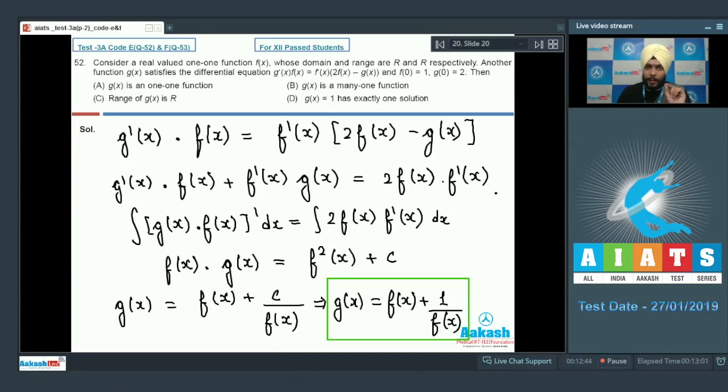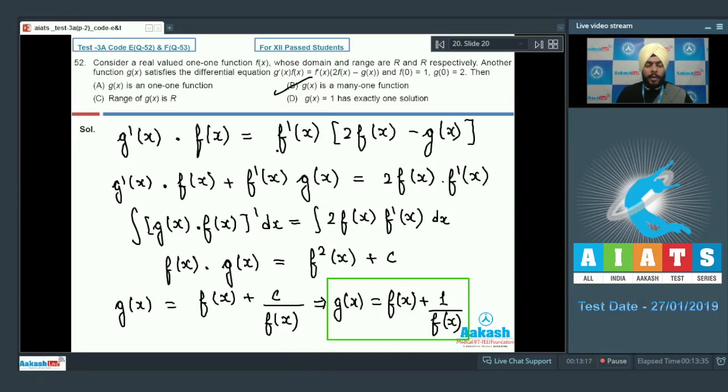Now students, there will be exactly one value of x for which f(x) is equal to 2. At that particular point, g(x) will be 2 plus 1 by 2. But there will be one more value of x when f(x) is equal to 1 by 2, say. On that value of x, g(x) will again be 1 by 2 plus 2, that means 5 by 2. So g(x) is taking value 5 by 2 at two distinct points. So that means g(x) is not a 1-1 function, it is a many-one function. It is going to happen for every particular value.